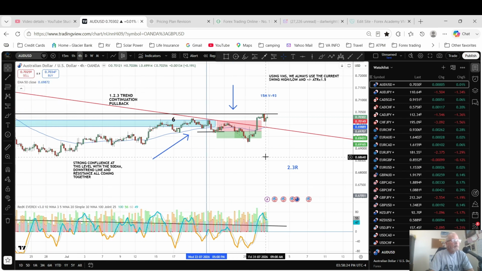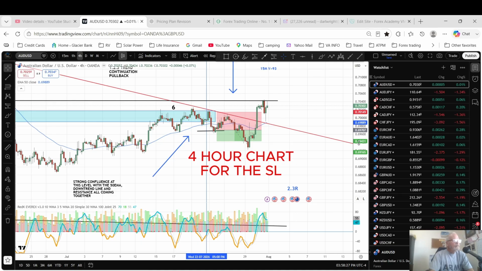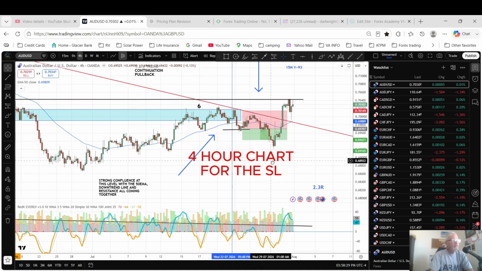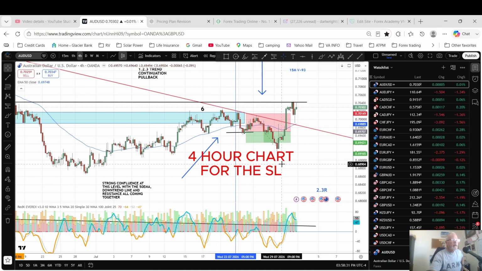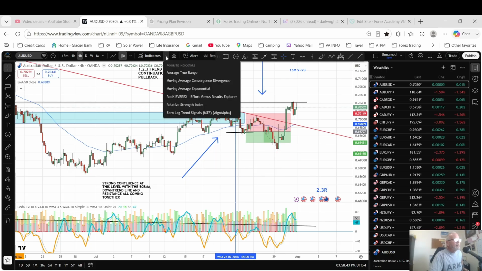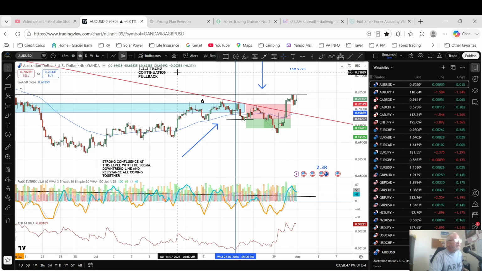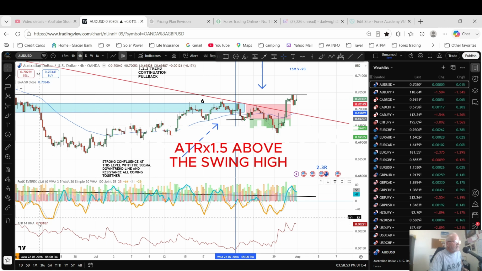So by dropping down to the 4-hour, what I found is that if you use the daily to do this, your stop loss is way, way further away than what you'd really want. And it just doesn't make sense. So I dropped down to the 4-hour to place my position tool. Now, what I need is to come up here to indicators, and all you've got to do is put this. I've got it on my favorites, average true range. Okay, so the ATR, what we're going to be looking at is this number right here.